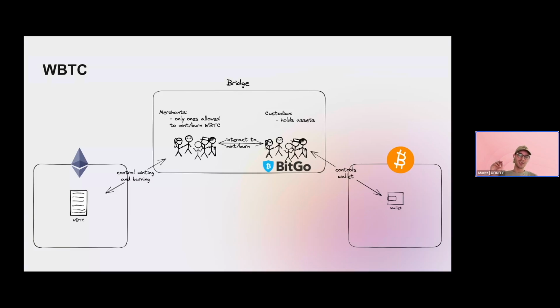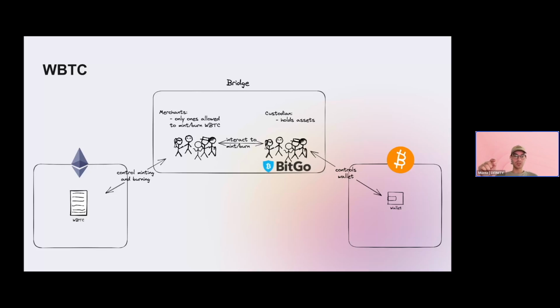And even though the plural of custodian is used, it's actually only one single company that acts as the custodian in the case of wrapped Bitcoin, and that's BitGo. So to mint wrapped BTC and thus to bridge Bitcoin to Ethereum, first a merchant has to send Bitcoin to the custodian, and then upon receipt, the custodian mints the same amount of wrapped BTC to the merchant.